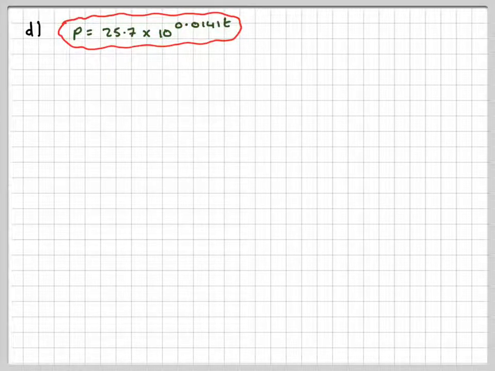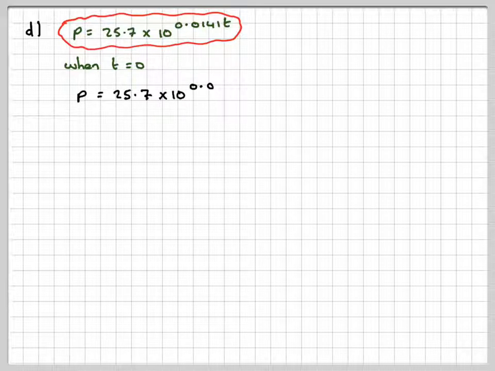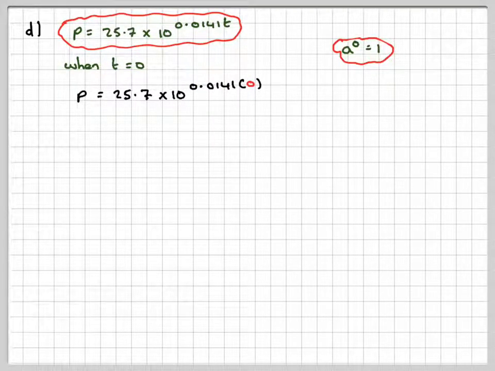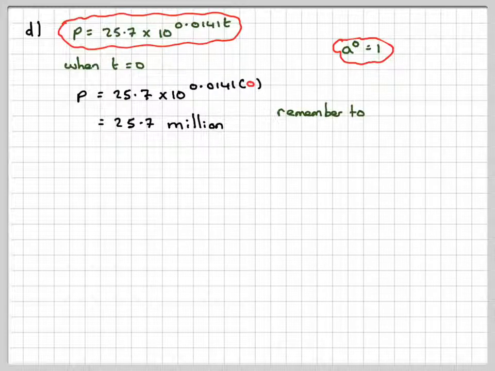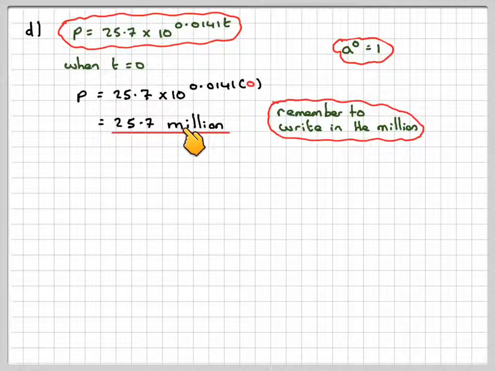Now we're asked to find what happens when t is equal to 0. Well, we've actually done that already. So when t is equal to 0, this bit here will be equal to 1, because a to the 0 is 1. So it's just the vertical intercept on the graph, which gives me 25.7 million. But also, please remember to write in that it's million, because that's what it stood for at the beginning of the question. If you don't write the million, you're likely to lose a mark in an exam.